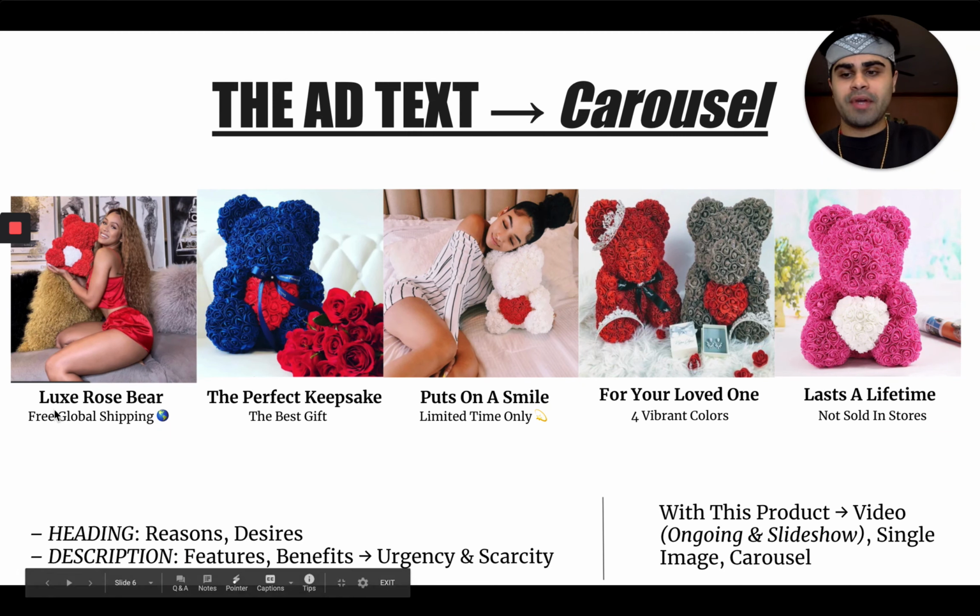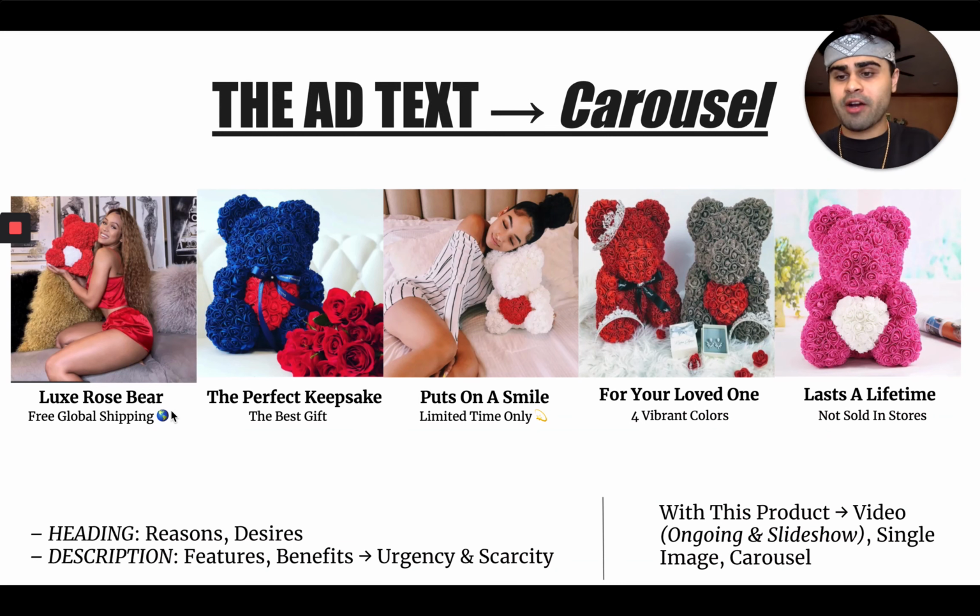So again, I just have the title, Lux Rose Bear, and then I have free global shipping. Next one, I have this nice picture right here, the perfect keepsake, the best gift. See how they both relate a lot? Again, it puts on a smile. People can see that, hey, I also want to give this to my girlfriend or spouse and make her have a smile on her face. And by the way, it's limited time only, so you better act fast. That's what the ad is saying to the potential customer.